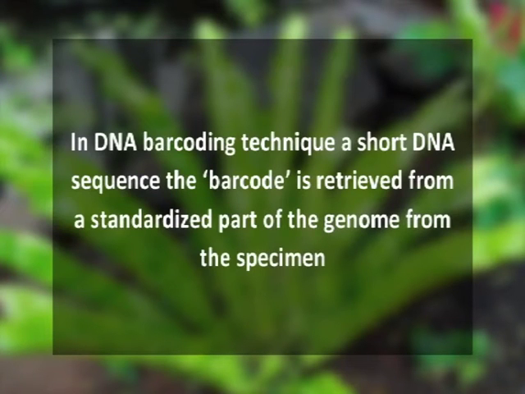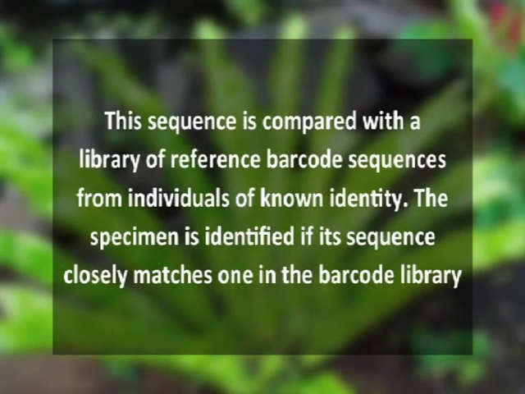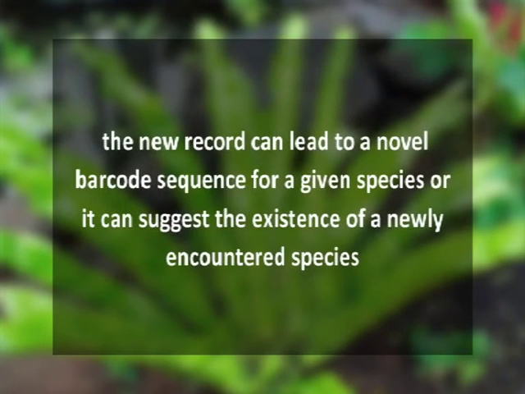In this technique, a short DNA sequence, the barcode, is retrieved from a standardized part of the genome from the specimen. This sequence is compared with a library of reference barcode sequences from individuals of known identity. The specimen is identified if its sequence closely matches one in the barcode library. Otherwise, the new record can lead to a novel barcode sequence for a given species, or it can suggest the existence of a newly encountered species.